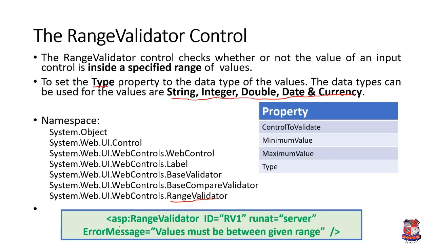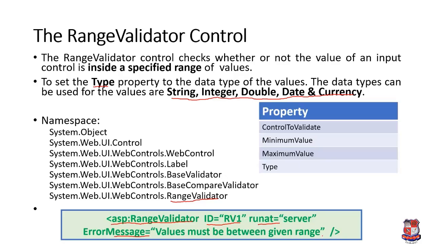We can see the range validator tag over here. It is like asp:RangeValidator. We have to mention some ID over here, for example, ID equals RV1. Then we have to write runat equals server. Then we have to write ErrorMessage, for example, value must be between given range.